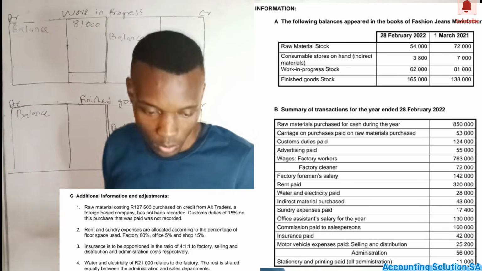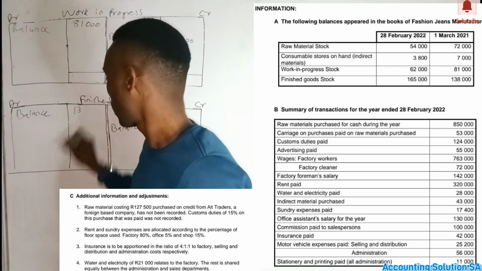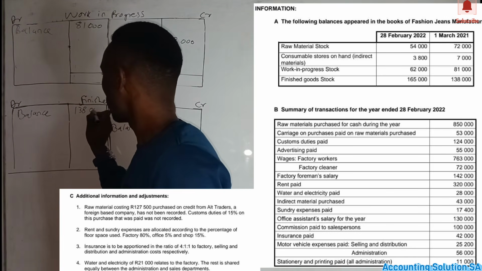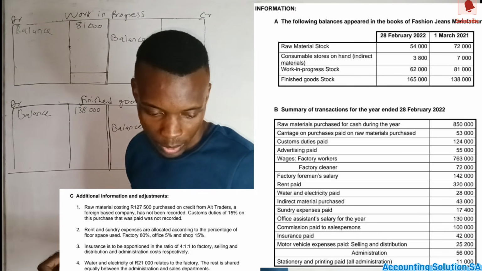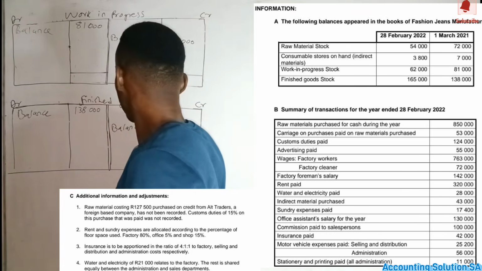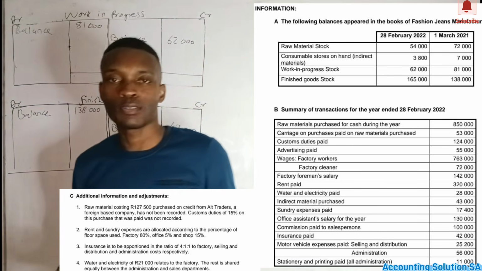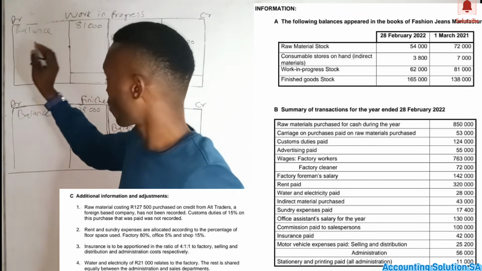Copy and paste. Okay, finished goods opening is 138,000. Then closing is 62,000. Simple as that. 4 marks for free. Then now let's proceed to work in progress.